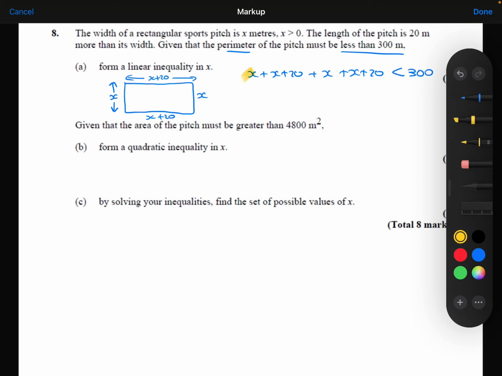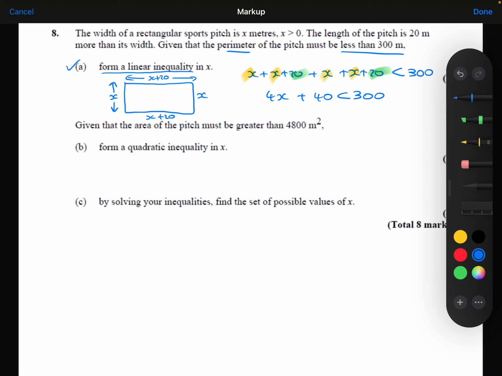Collect up the like terms. So we've got 4x plus the 20 plus 20, so plus 40, has to be less than 300. So we have formed a linear inequality in x.